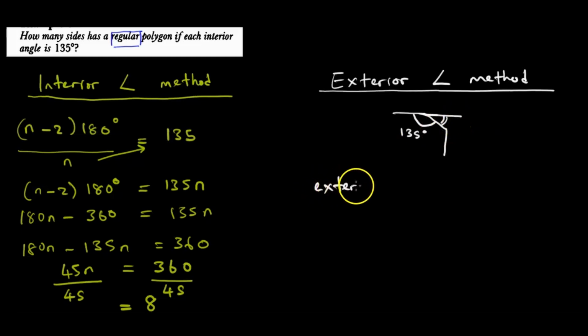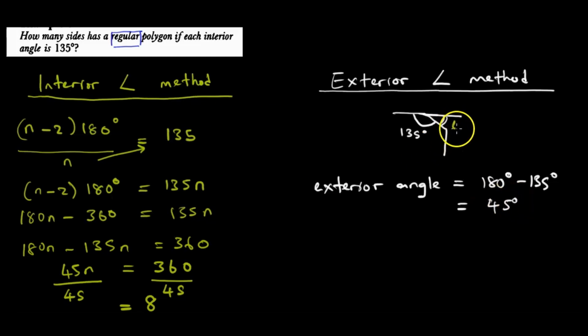So the exterior angle is equal to what? Just 180 degrees minus 135 degrees. So we say 180 minus 135, we get 45, and so it's equal to 45 degrees here. So our exterior angle is 45 degrees.